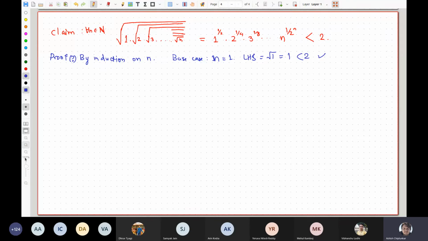What happens in the proof of the inductive case? So induction hypothesis. The induction hypothesis is: square root of 1 times square root of 2 times square root of 3 times square root of n minus 1. Right, so you know what is happening. The induction hypothesis says this is less than 2. What do you do now?